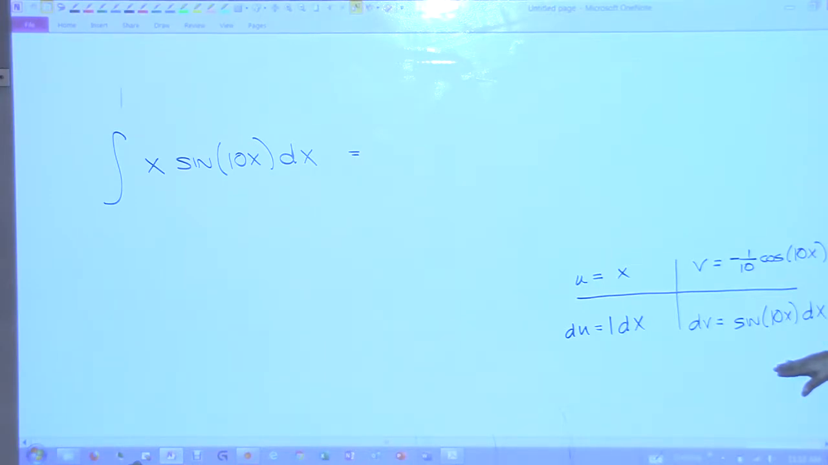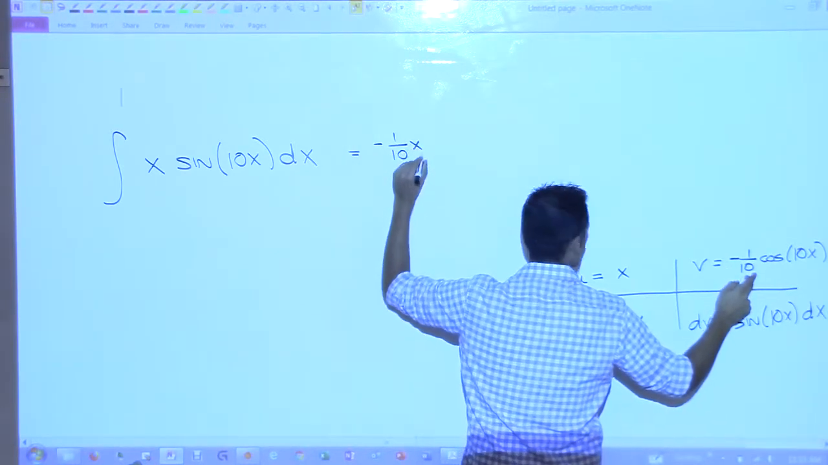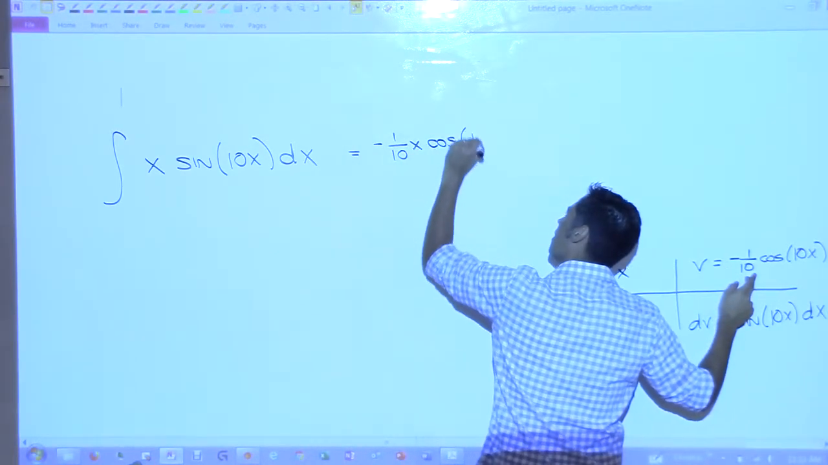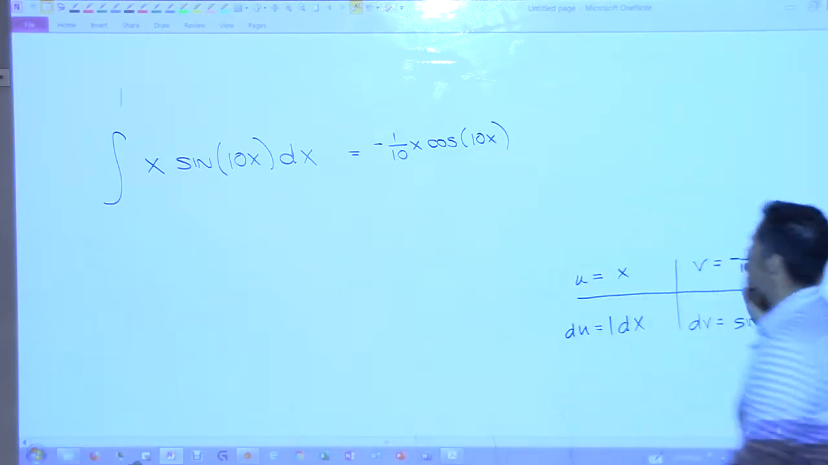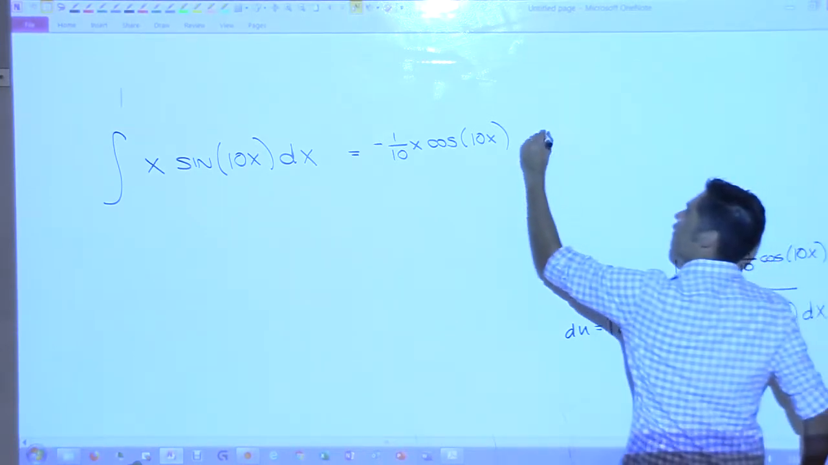Everyone happy with that? Okay, now ultraviolet minus voodoo. That's what we write. So ultraviolet, what is ultraviolet going to be? This times this, right? That times that. So that's going to wind up being like negative 1/10 x cosine of 10x. So I just put the x in between the 1/10 and the cosine. And now I have what? Minus the integral.